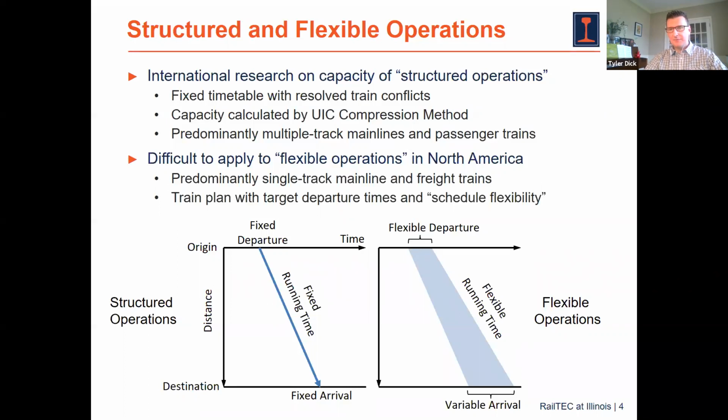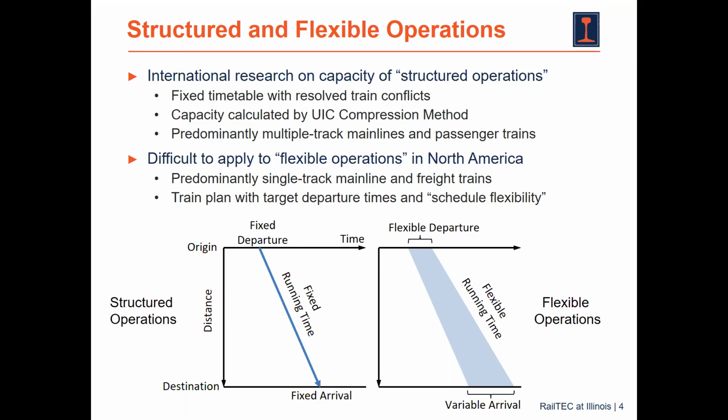And then because we don't have pre-planned meets on the main line, we have a rail traffic controller or a train dispatcher that's resolving conflicts between trains in real time. We have some sort of flexible running time. We don't always have a consistent running time between origin and destination. And the result is we have this range of train paths between a flexible departure time and a variable arrival time at our final destination. This has been called flexible operations.